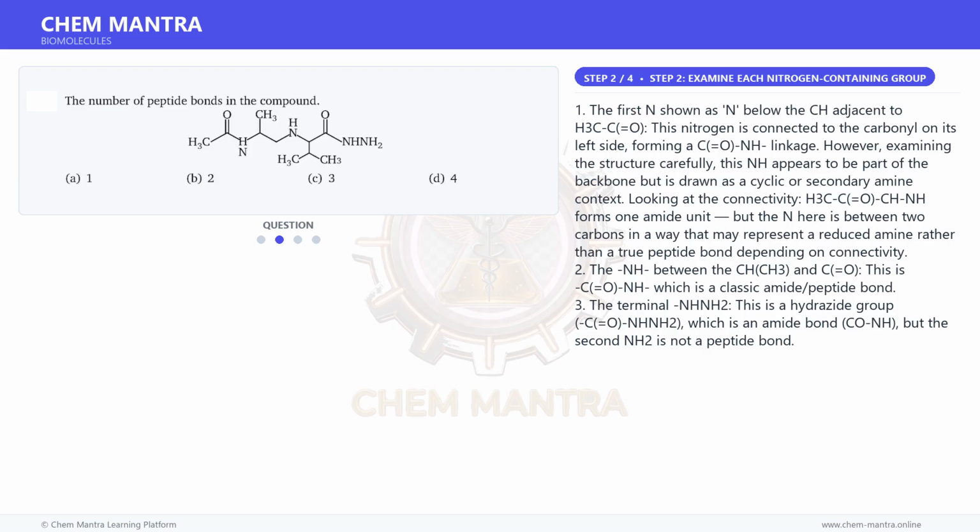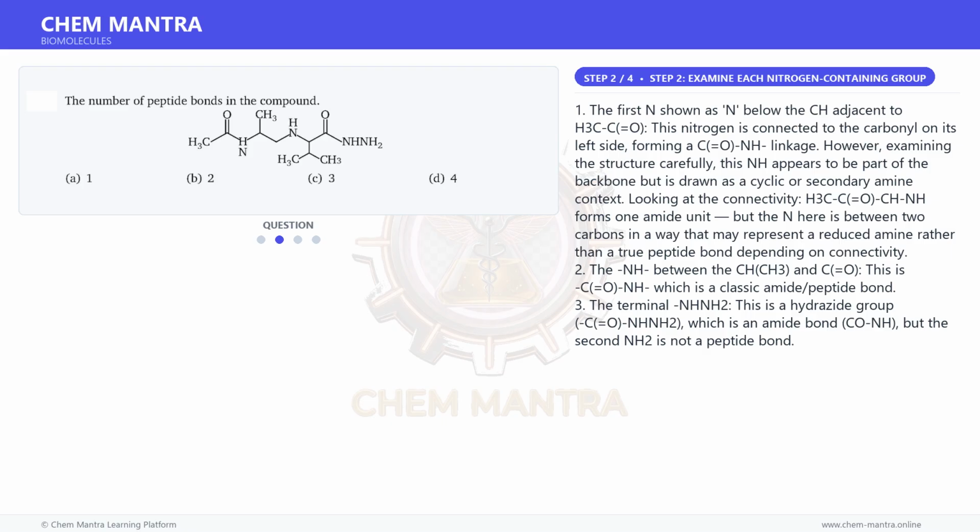However, examining the structure carefully, this NH appears to be part of the backbone but is drawn as a cyclic or secondary amine context. Looking at the connectivity, H3C=O-CH NH forms one amide unit, but the N here is between two carbons in a way that may represent a reduced amine rather than a true peptide bond depending on connectivity. 2. The NH between the CH3 and C=O.